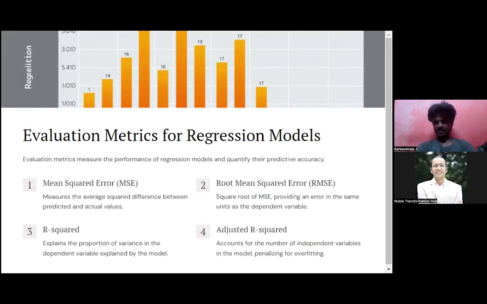Then adjusted R squared accounts for the number of independent variables in the model, penalizing overfitting. This helps us penalize the overfitting. So these are the different evaluation metrics to evaluate the regression model. We use these four metrics to evaluate the regression model. Let's move to the next slide.